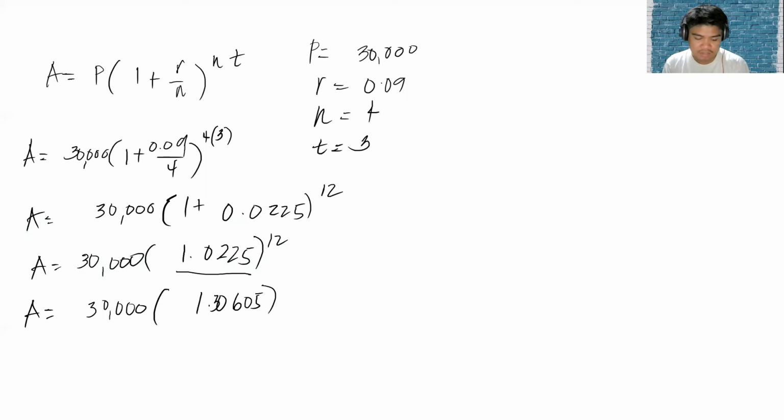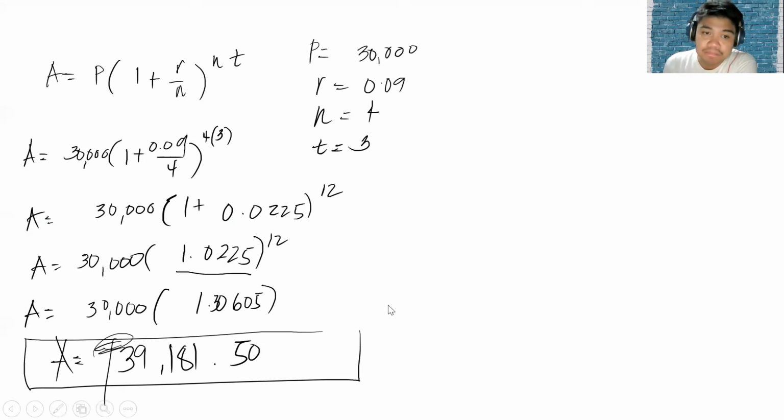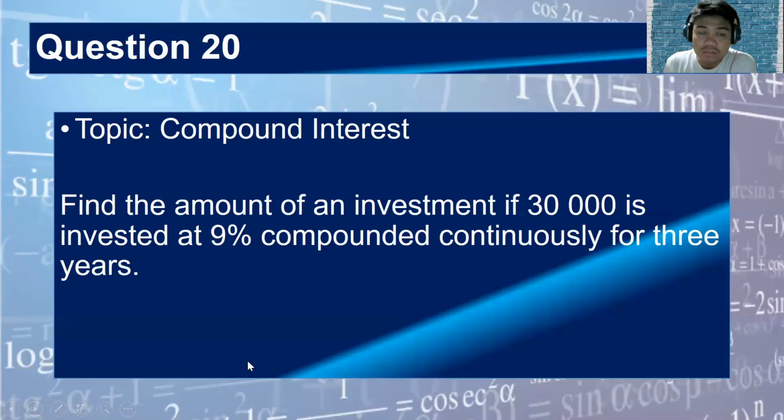30,000 times 1.30605 is equal to 39,181.50 pesos. So here is our total amount, the total accrued amount. So 39,181 pesos and 50 centavos is our answer for question number 19. So let us proceed with question number 20, or our last question for this video.